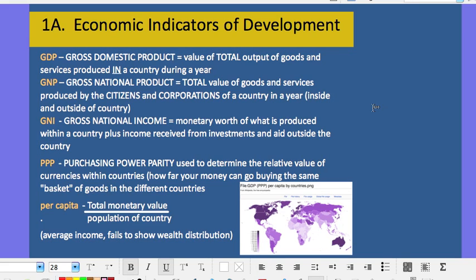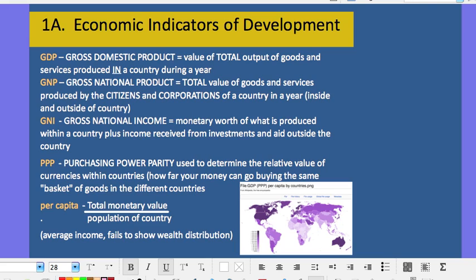All right, and then gross national product, which is the second one here, is the total value of goods and services produced by the citizens and corporations that are from that country, of a country in a year. And this could be inside or outside a country. And the focus is national. National is more like the people. The nation is the people who live in that country.